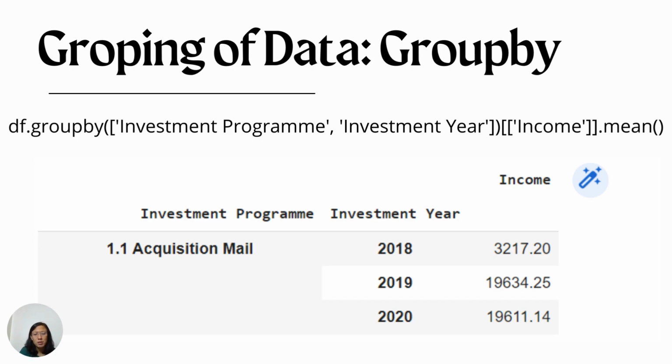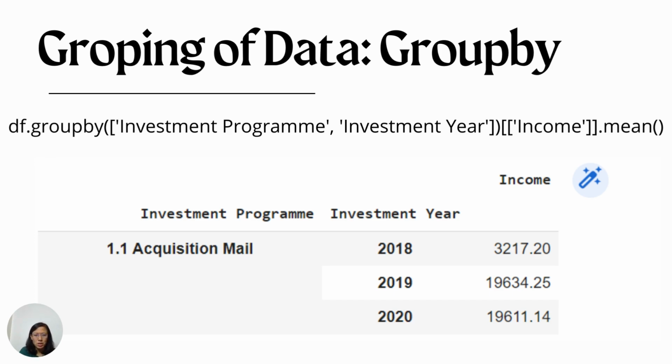Average income is only 3,270. In 2019, average income has increased to almost 20,000, almost 20,000 in 2019 and 2020. We also can see the acquisition mail program started only from 2018, even though we have the data from 2012 to 2020. So you can see that we are actually focusing on more details in each group, and then we extract the subgroup information.